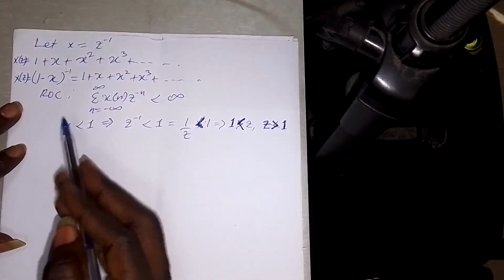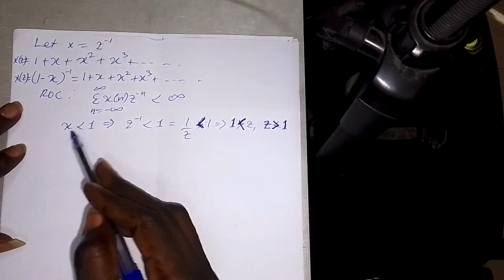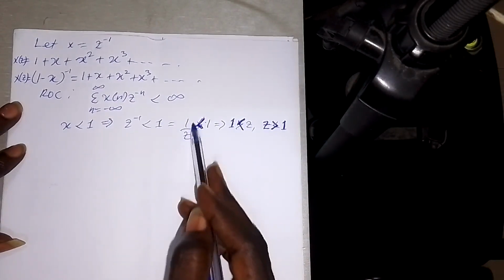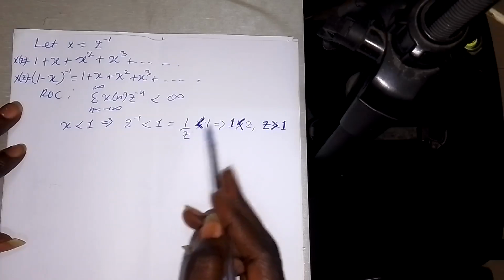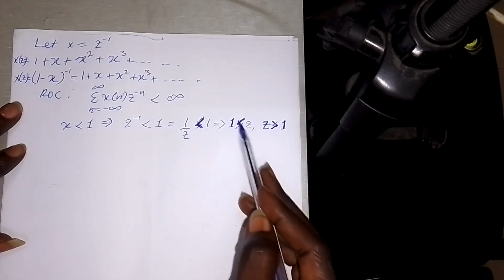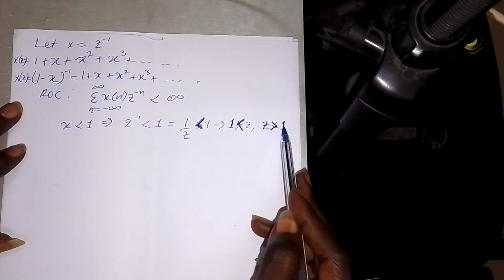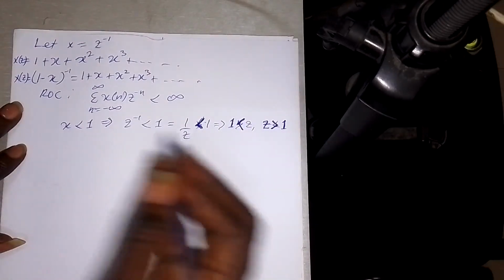So x is less than 1. Now x is what? Z inverse. So Z inverse is less than what? 1. Now 1 over Z is less than 1. Now if Z goes here, then Z is not greater than 1, and Z is greater than 1. So that is how it is.